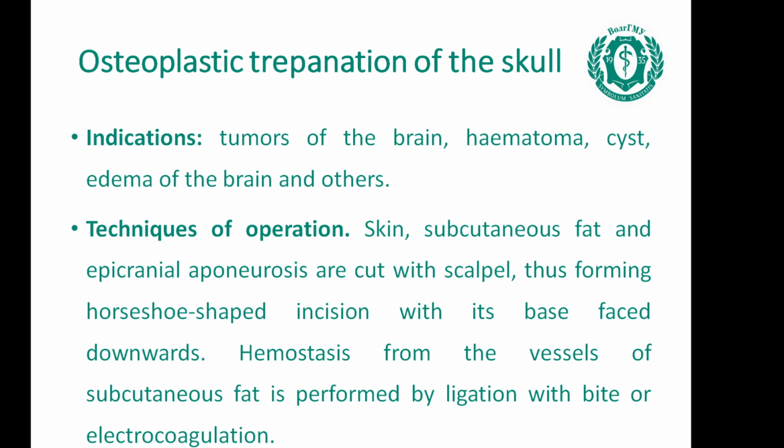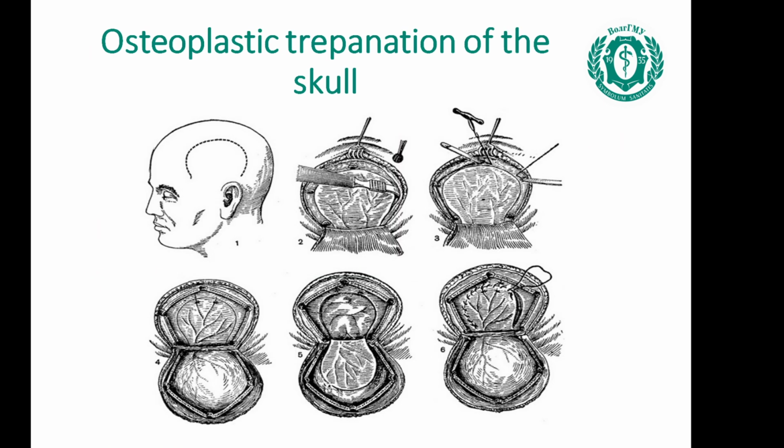Osteoplastic trepanation of the skull. Indications: tumors of the brain, hematoma, cyst, edema of the brain, and some others. Techniques of the operation. Skin, subcutaneous fat, and epicranial aponeurosis are cut with a scalpel, thus forming a horseshoe-shaped incision with its base faced downwards. Hemostasis from the vessels of the subcutaneous fat is performed by ligation or electrocoagulation. On this picture you can see different steps of the osteoplastic skull trepanation.